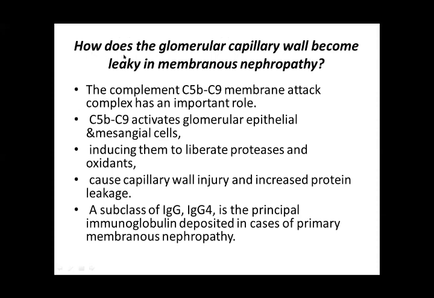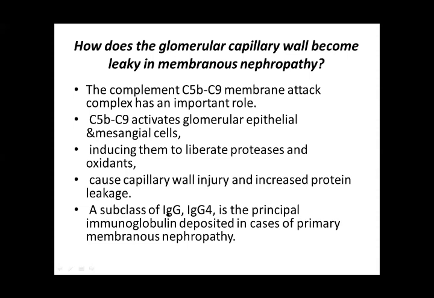What happens now? How does the glomerular capillary wall become leaky in membranous nephropathy? The complement C5b to C9 membrane attack complex has an important role. In the primary case, the membrane attack complex activates the glomerular epithelial and mesangial cells. What will happen to them now? They will start proliferating, liberate proteases and oxidants, cause capillary wall injury, and increase protein leakage. Subclass IgG4 is the principal immunoglobulin deposited in case of primary membranous nephropathy.